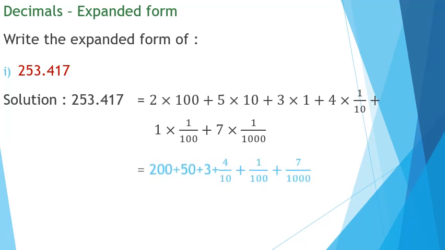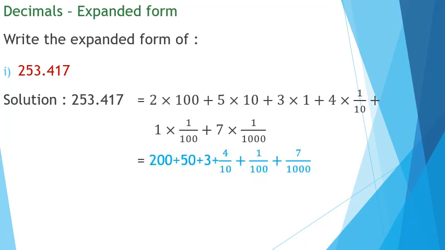It can also be written as 200 plus 50 plus 3 plus 4 upon 10 plus 1 upon 100 plus 7 upon 1000. Or it can also be written as 200 plus 50 plus 3 plus 0.4 plus 0.01 plus 0.007.